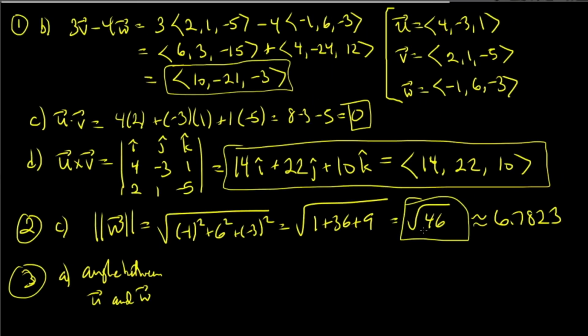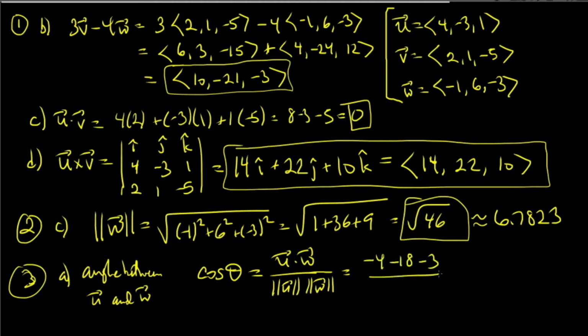So here's U and W. We're just using this formula, which is on your formula sheet: cosine of theta is U dot W divided by the magnitude of U times the magnitude of W in the denominator. So U dot W, we never did that, but that's going to be negative 4 minus 18 minus 3. And the magnitude of U, we didn't do that either. I think it's the square root of 26: 16 plus 9, 25 plus 1. And we did the magnitude of W just now, so that's the square root of 46.